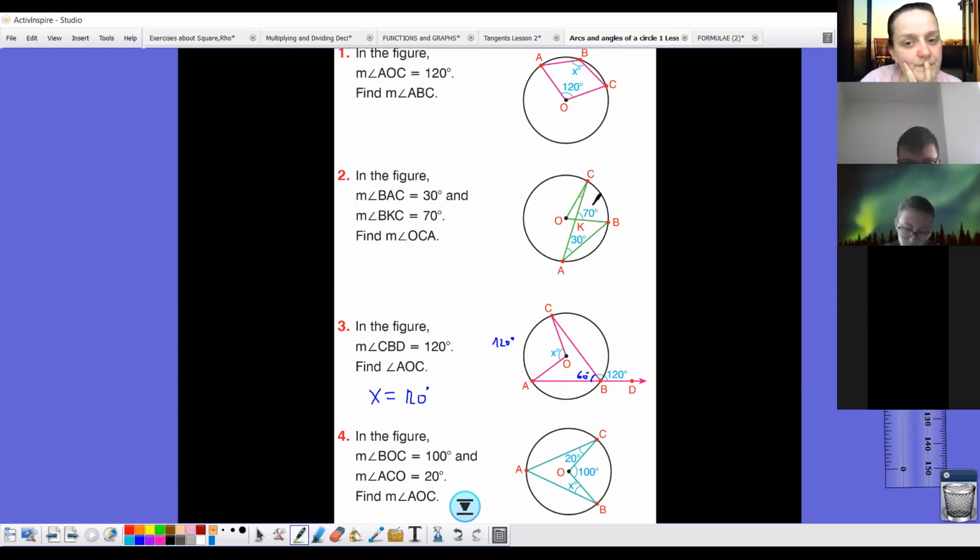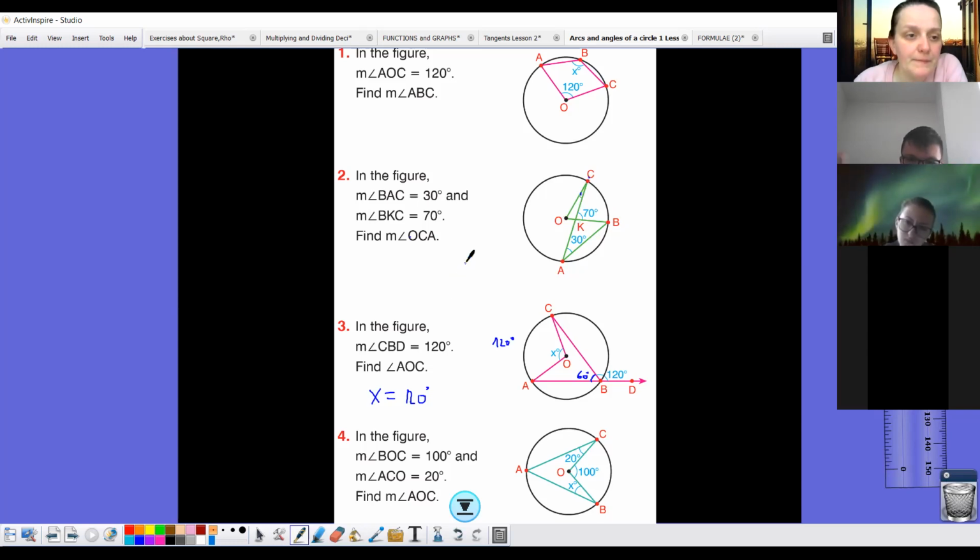What about this question? Second one. Teacher, which angle are we looking for? OCA, this one. This angle here, the small one. 70 is given here, like BKC is 70. This angle BAC is 30. We're looking at this.